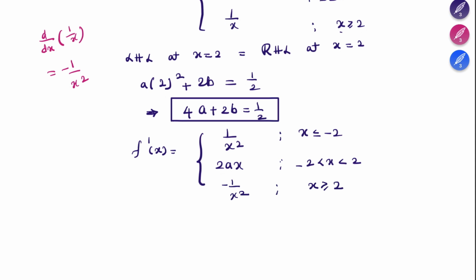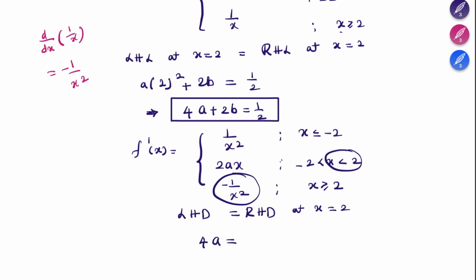So f is differentiable everywhere, meaning differentiable at every point, so it should be differentiable at 2 also. It is differentiable at 2 means the left hand derivative at 2 should be equal to the right hand derivative at 2. Now for the left hand derivative, you can use the function 2ax. Left of 2 the derivative function is 2ax. So the left hand derivative should be equal to the right hand derivative at x equal to 2. So what is the left hand derivative at 2? You substitute 2 here, 2a into 2, which is 4a, is equal to the right hand derivative at 2. We have to substitute x equal to 2 here. 2 square is 4, so minus 1 by 4. From this you are going to get the value a is equal to minus 1 by 16.